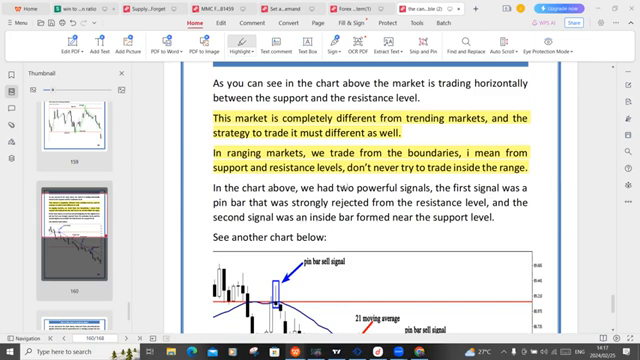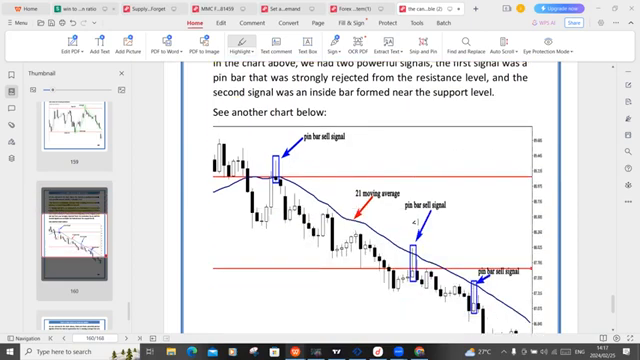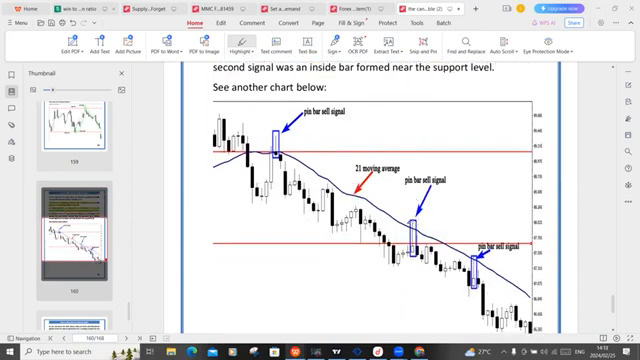In the chart above, we had two powerful signals. The first signal was a pin bar that was strongly rejected from the resistance level, and the second signal was an inside bar formed near the support level. See another chart below. Right here, we've got a nice moving average. I love how the author transitions from clean charts and also throws in a moving average here and there, just to show you that everything in the markets works.